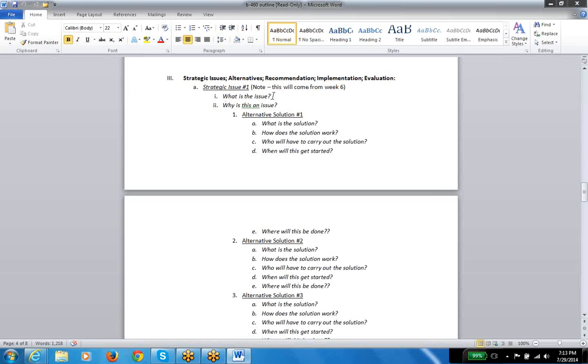What's the issue? I'm not selling enough. What am I going to do about it? What's the issue? I have too much employee turnover. What am I going to do about it? What's the issue? Another hospital opened up right across the street from me and they're taking all my patients. What am I going to do about it?